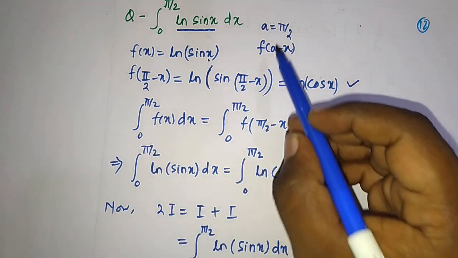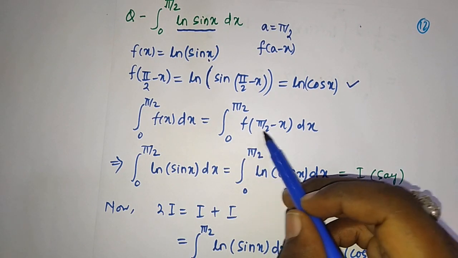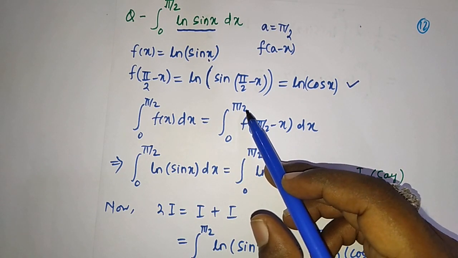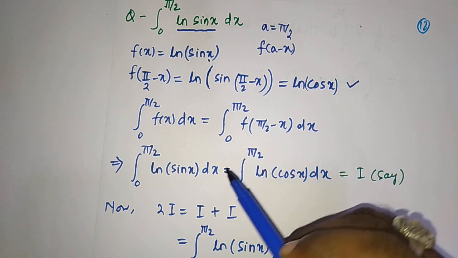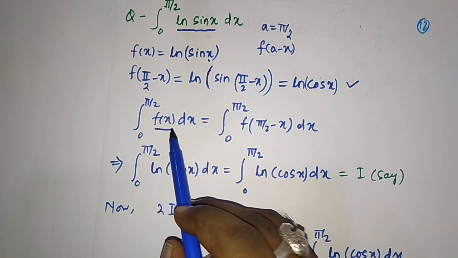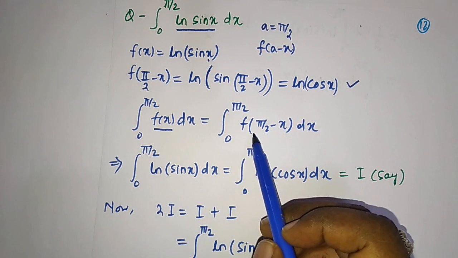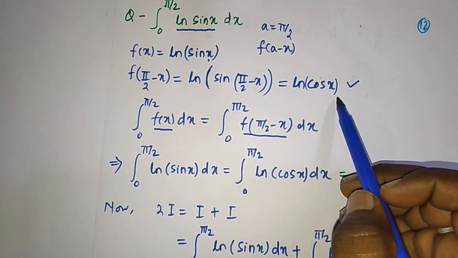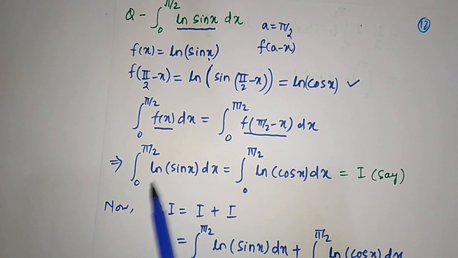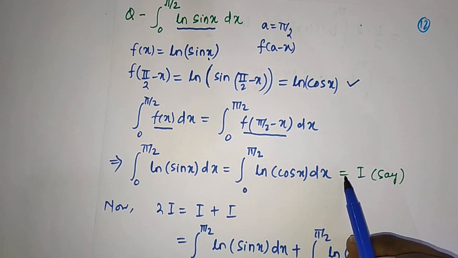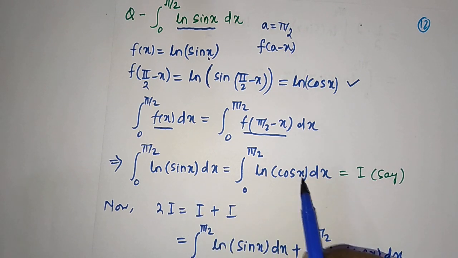Here a is pi by 2, so integration of f of x from 0 to pi by 2 is equal to integration of f of pi by 2 minus x from 0 to pi by 2. Now f of x is ln sin x, so put ln sin x in place of f of x, and f of pi by 2 minus x is ln cos x, so put ln cos x here. Now both the integrations are the same. Suppose both the integrations are I.